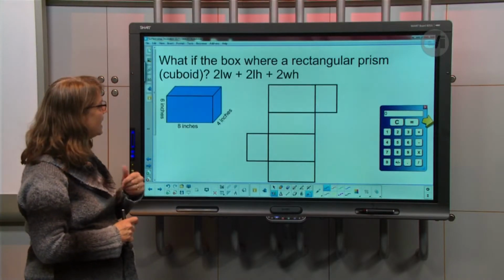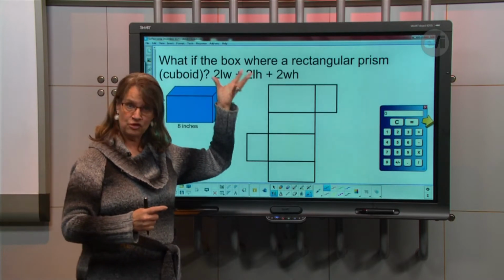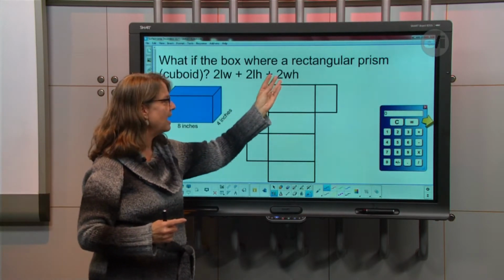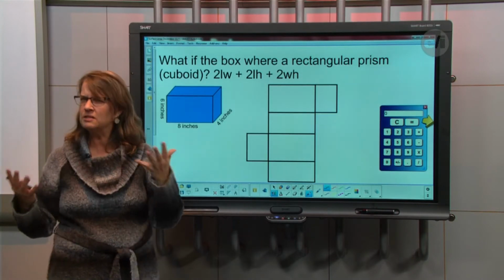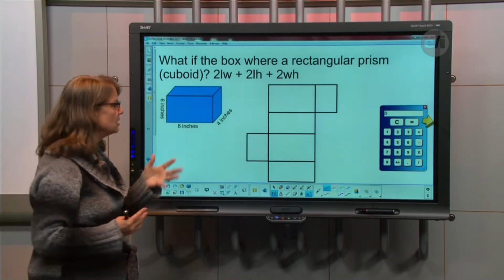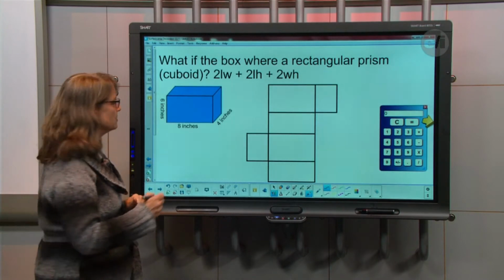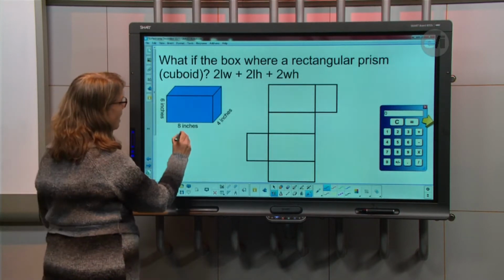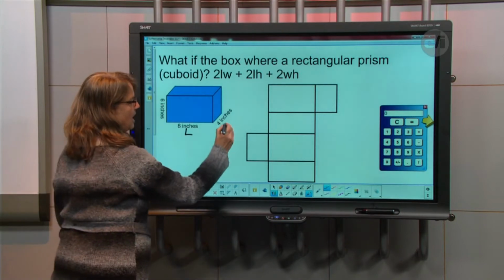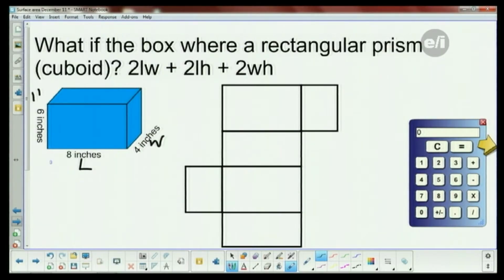Let's take a look at the rectangle. Now she gave us 2 times the length times width, 2 times the length times height, 2 times the width times the height. And she said it really doesn't matter which one you're using for the length and the width, but the height sort of does matter depending on the way you have it sitting. So I'm just going to say that this is L, and this is W, and this up here is my H, my height. So what you would do is plug this into your formula. Let's write it down here: 2 times 8 times 4 plus 2 times 8 times 6.